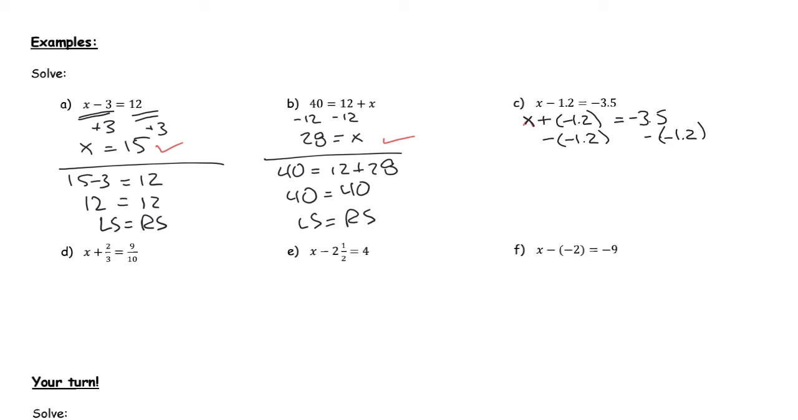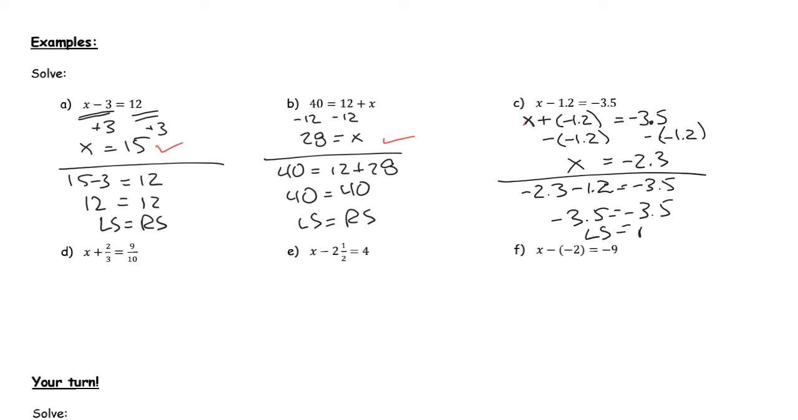Now, subtracting a negative is like adding a positive. But in either case, I'm doing the inverse operation on the left-hand side, so I'm just going to get x. And negative 3.5 minus negative 1.2: subtracting a negative is the same as adding, and I will get negative 2.3. Now, is that the solution? Well, if I put negative 2.3 in for x and I subtract those, I get negative 3.5 is equal to negative 3.5. So, yep, left side equals right side, which means my solution was correct.